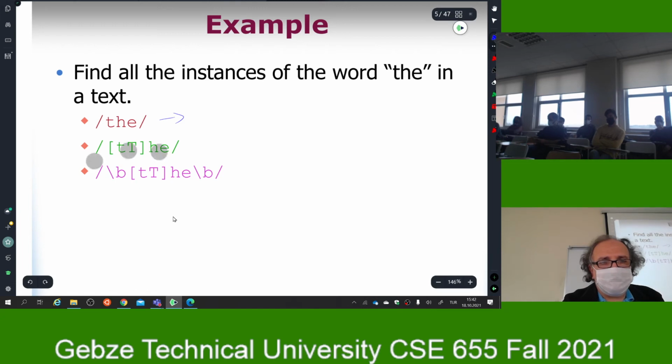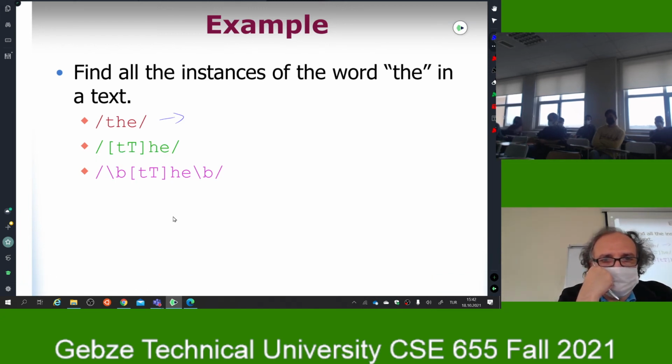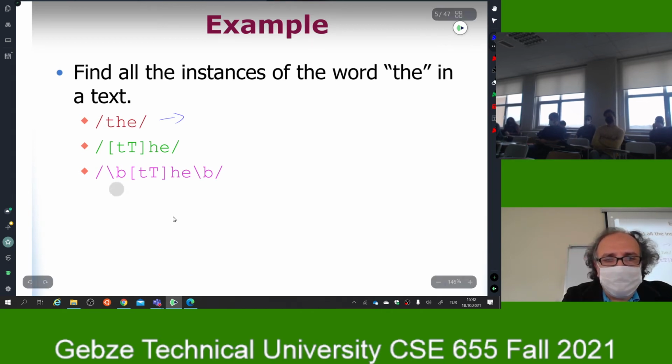How about this one? What does this one say as a regular expression? It is the same thing, but the T can be capitalized, so we can match both the capitalized The and the lowercase the. How about this one? What is the difference between this one and that one?